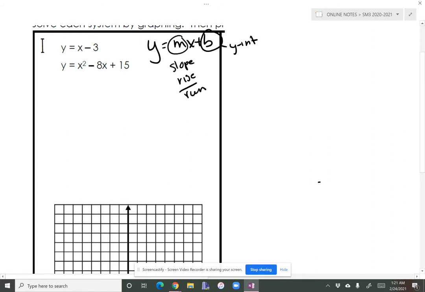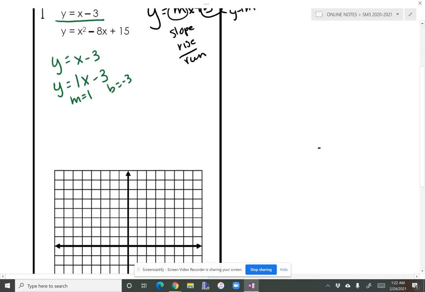So if I look at this equation, and I'm going to do this line in green, y equals x minus 3. This is the same thing as y equals 1x minus 3. And so that would tell me that m equals 1, so that's my slope. And b is negative 3, that's my y-intercept.